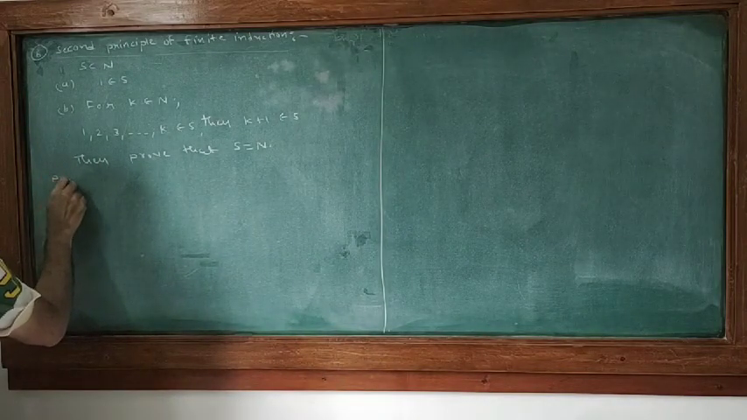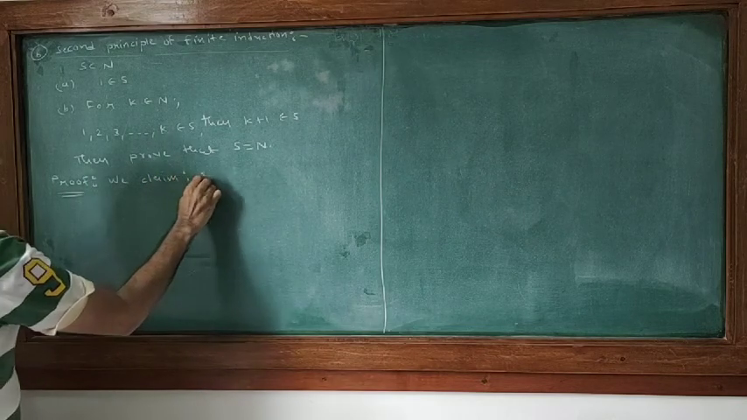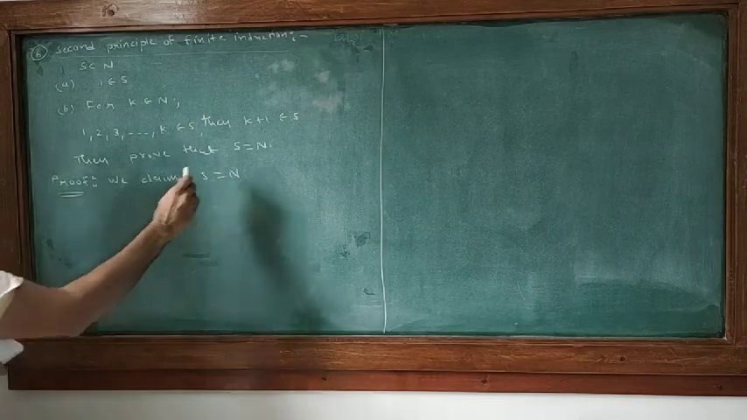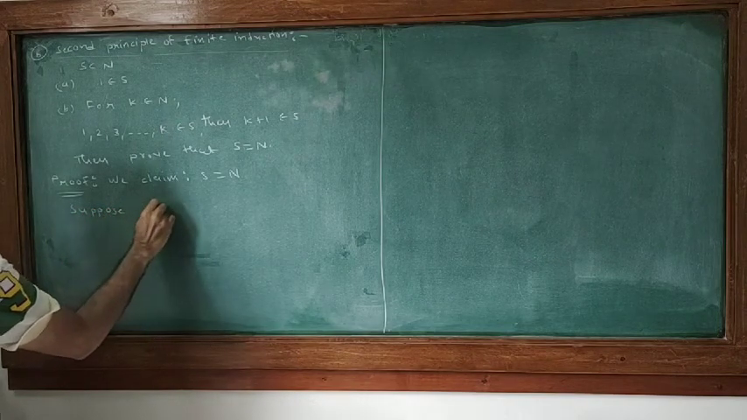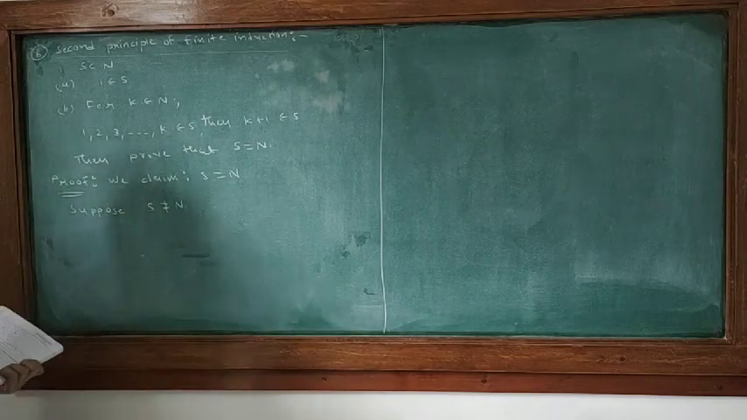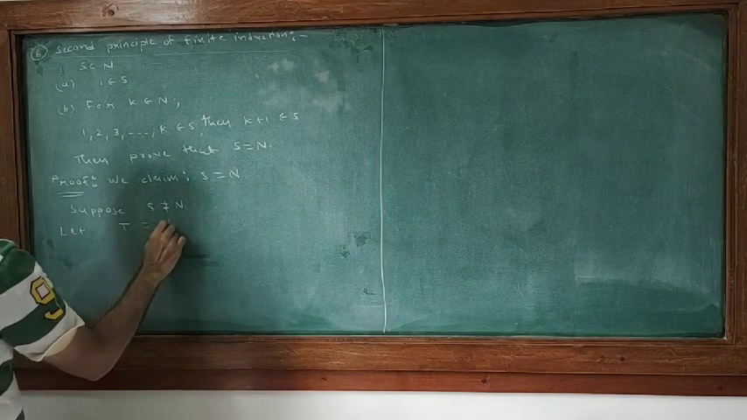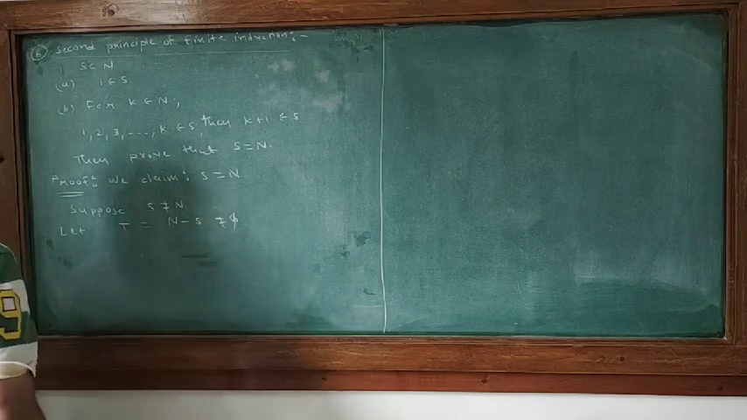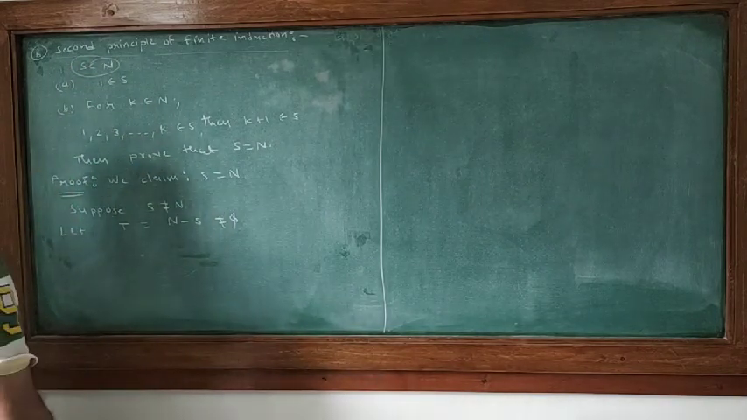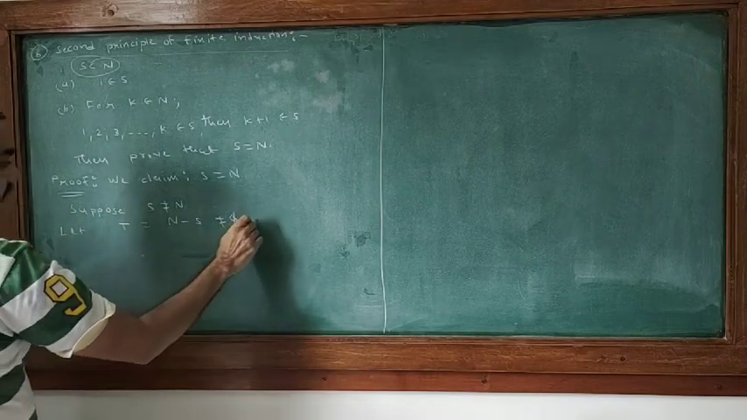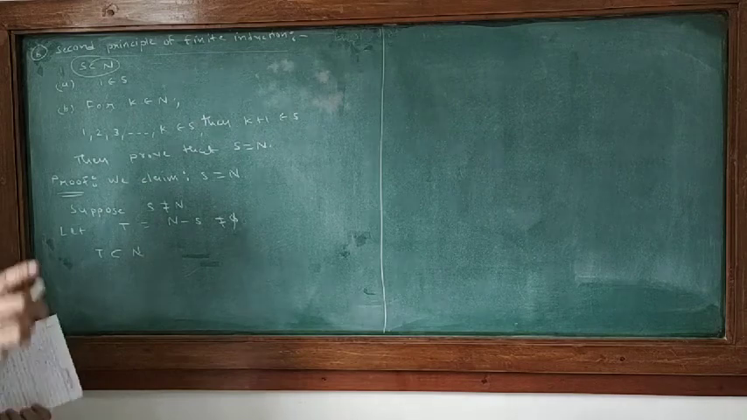Now we are going to prove this second principle of induction. Proof. We claim S equal to N. Suppose S is not N, let us define P equal to N minus S. Obviously it is not empty, because if it is empty then S must be N. S is a subset of N. So P is not empty, and by definition P is a subset of N, so by the well ordering principle P has a least element.